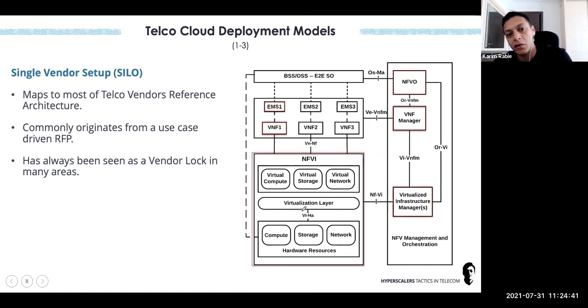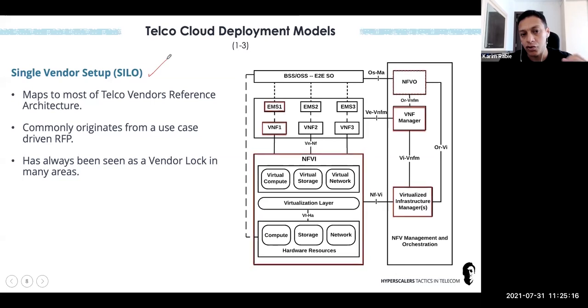So for telco cloud deployment models, as I said, telco cloud is a special kind of private cloud that usually, and I'm saying usually, not 100%, sticks to a certain reference architecture provided by ETSI NFV, which is the European Telecommunications Standards Institute, and NFV is Network Functions Virtualization. So that's the reference architecture. Commonly, we witnessed in the last 6 years 3 different deployment models of telco cloud.